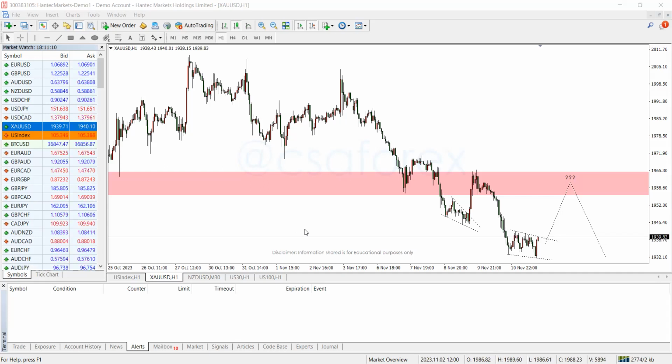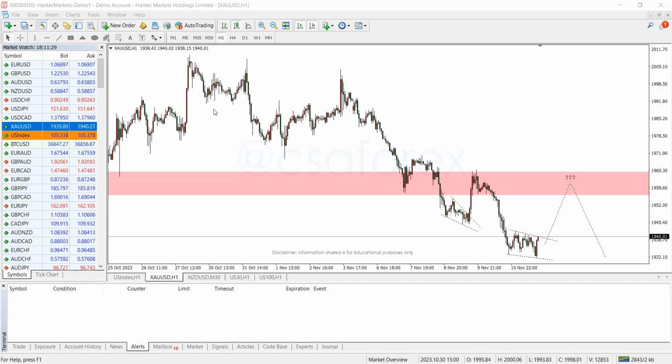Today we're going to be talking about the gold precious metal, the shiny metal, and we're going to get ideas from the 4 hour and the hourly time frame and see what we have based on price projection, based on the directional bias for this week.